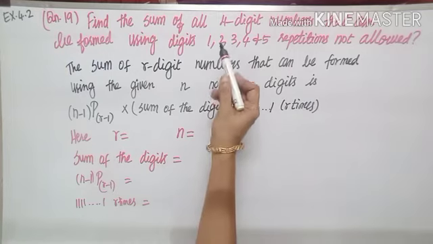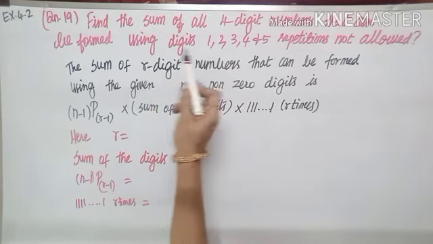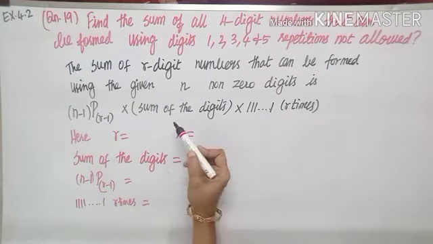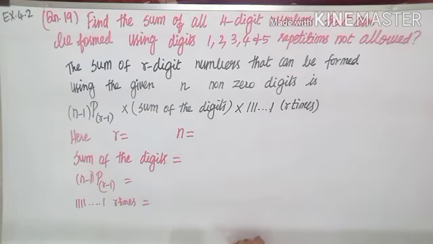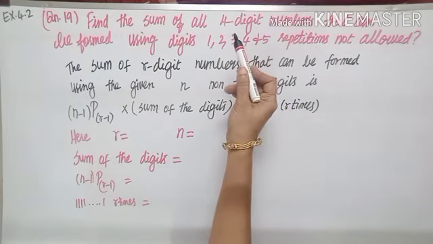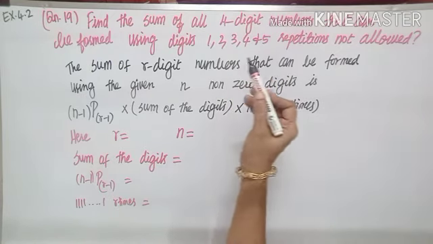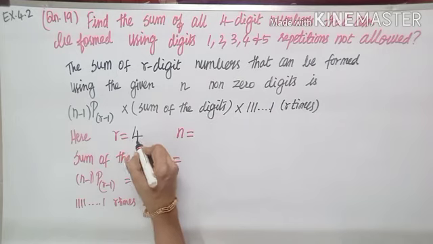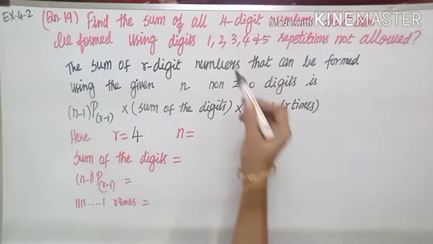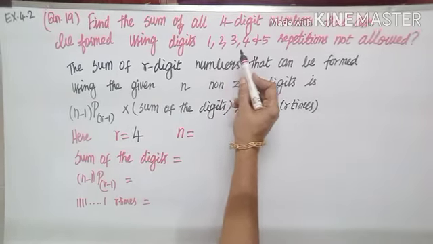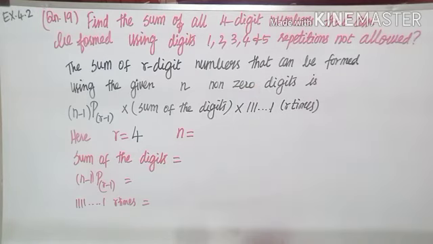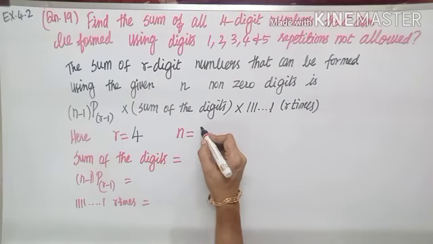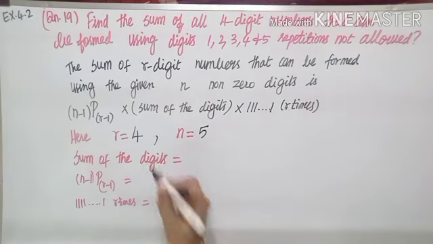Look at the first line. My question is sum of all. So this formula is to find the sum of all such numbers. How many digit number? 4. How many digit number you take as r? How many digits are given? 1, 2, 3, 4, 5. All are non-zero, so I can use this formula. So 5 digits are given, so n is equal to 5.